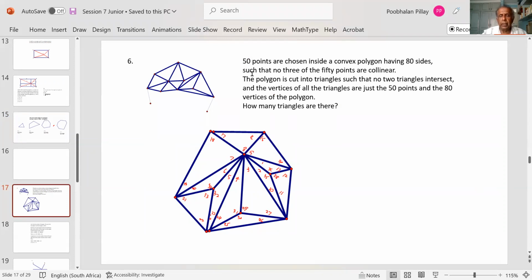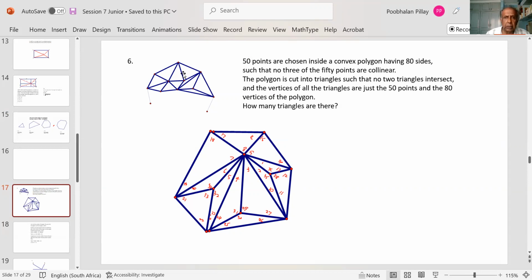It says, you've got a polygon. I've tried to draw the polygon here because it's got 80 sides. I cannot draw the polygon with 80 sides, so I've just drawn a few vertices of that polygon. And I'm saying it goes on, and obviously we are not going to draw all the sides. But we just illustrated here, then there are 50 points which are chosen inside that polygon. So inside the interior, 50 points are chosen.